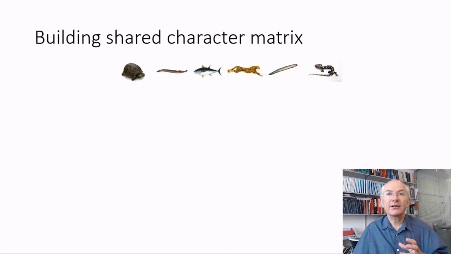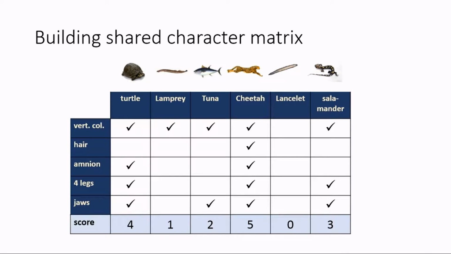Let's go through that process. Let's take a group of organisms, a small group in this case, that are all very different to make it nice and easy. So we've got a turtle, a lamprey, a tuna, a cheetah, a lancelet, that's an invertebrate creature, and a salamander. And we choose certain phenotypic characters with which to describe them, which might help to distinguish them. So in this case, we've chosen a vertebral column, we've chosen hair, amnion in the egg, 4 walking legs, jaws, and so on. It's really important to choose good characters. We'll come on to that in a moment.